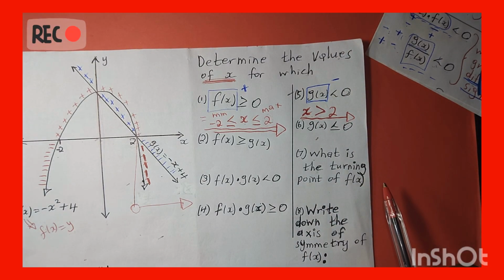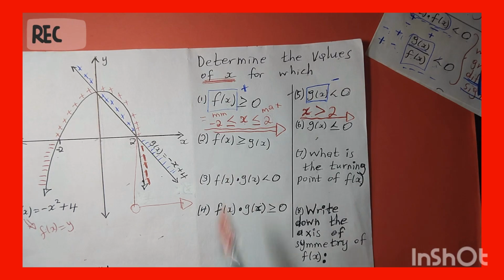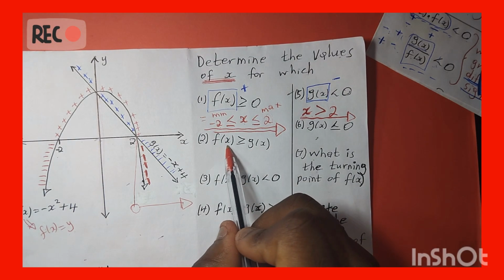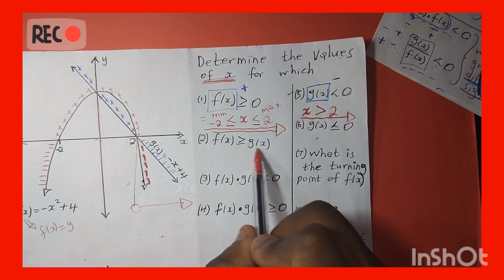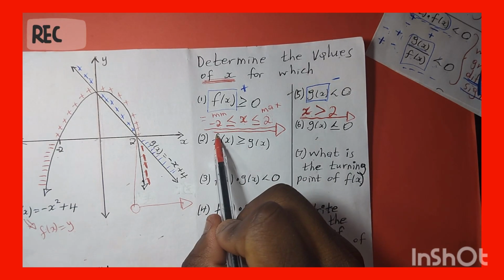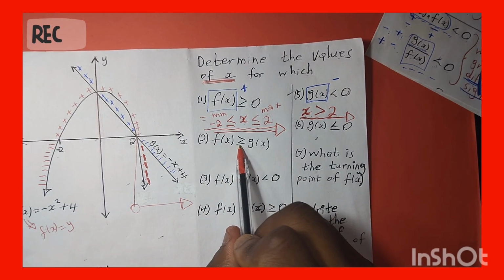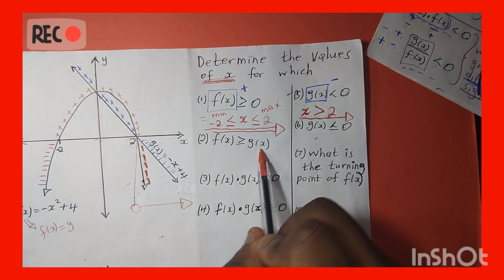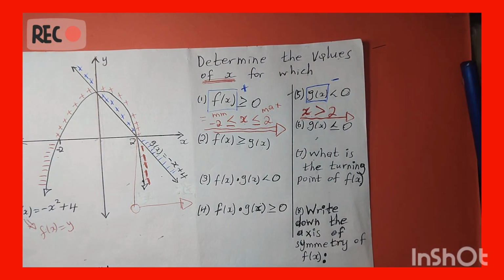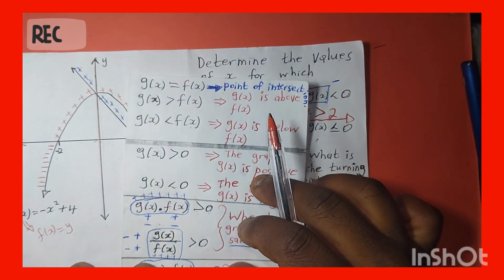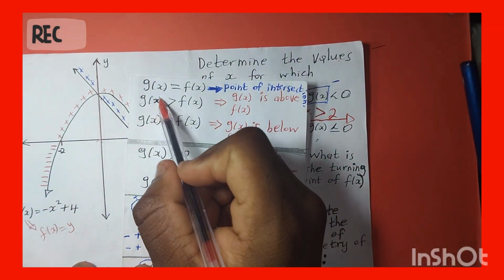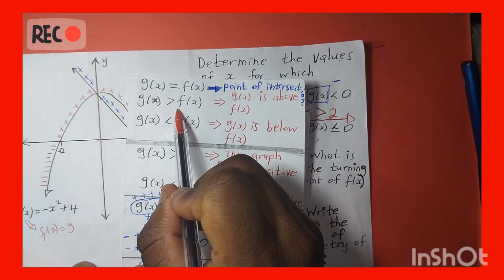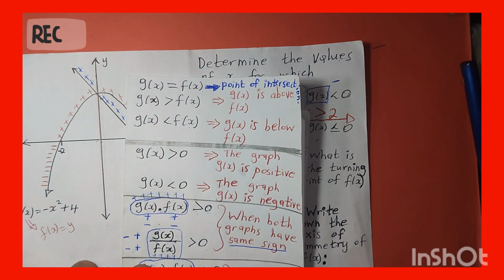Do you see? Yeah. Then what about this question there? Remember, I told you that if you see g of x is greater than f of x, it means that g of x is above f of x. If you see this graph is greater than that graph, it means that graph there is above this one.